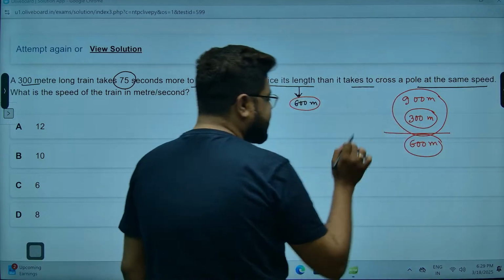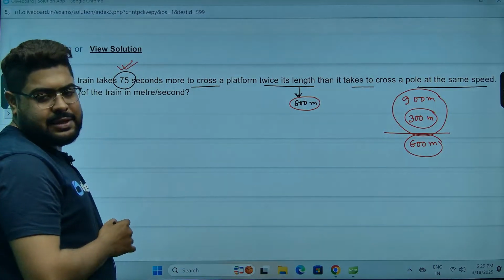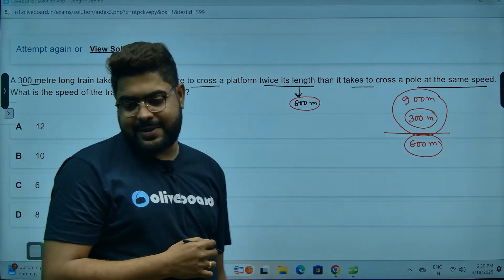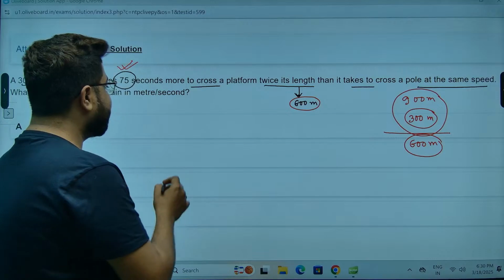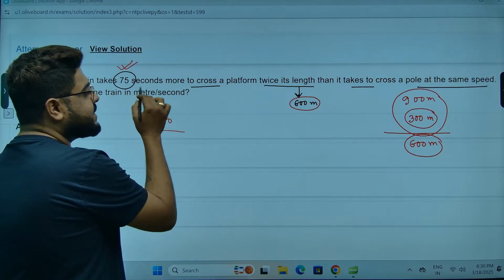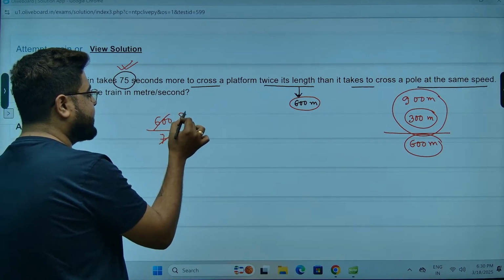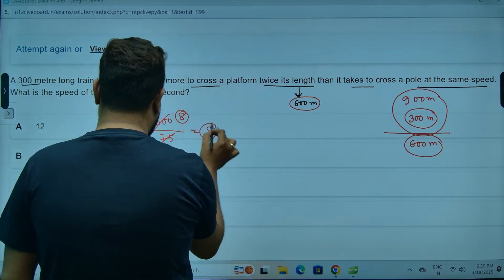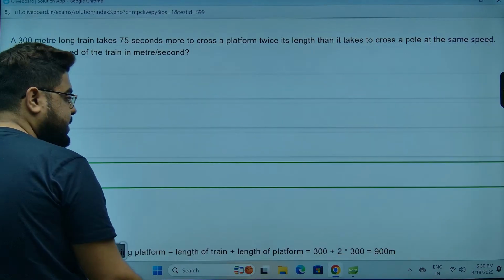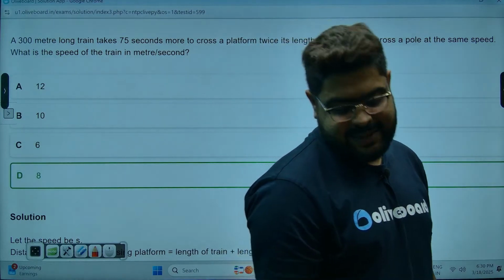Can I simply say that this 75 seconds more it is taking to travel this 600 meters? So the speed is 600 distance by 75 time, that is 8 meters per second. Option number D is most definitely your correct answer.